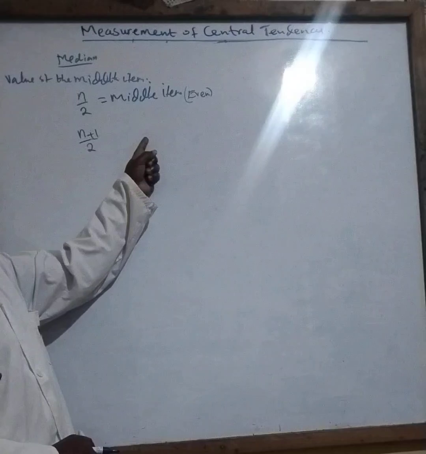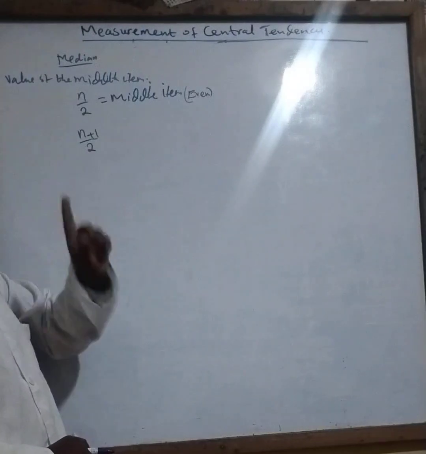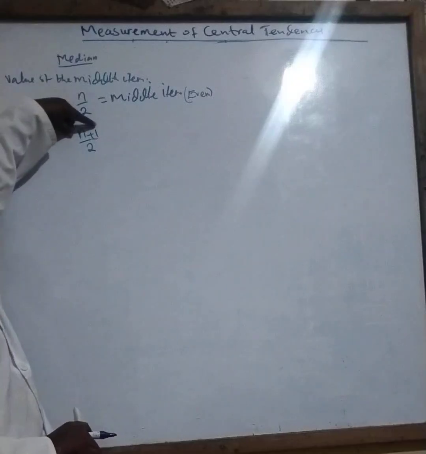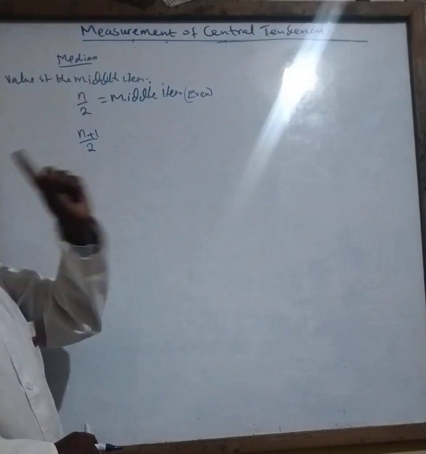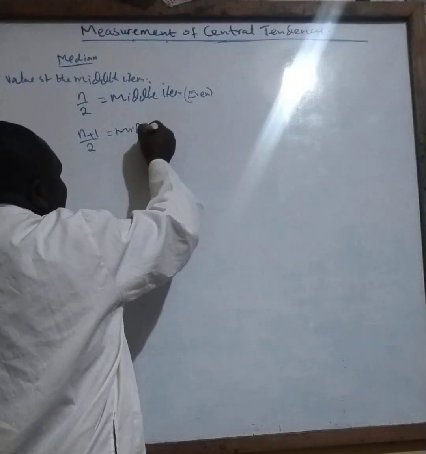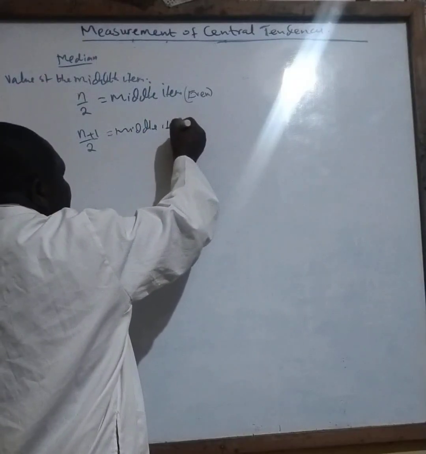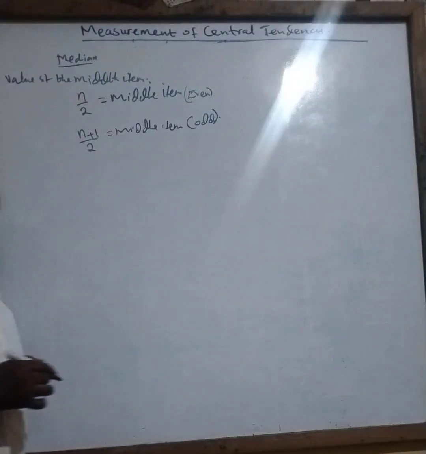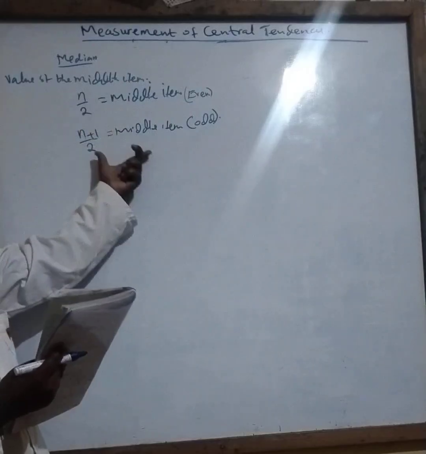The reason why I'm adding 1 to n is to make it even. 5 divided by 2 cannot be even. Now, for me to make it even, I will take 5 plus 1. I divide by 2, so that now I will get my middle number, my middle item, which is now for the odd numbers. Get me, class? This is for the odd numbers.